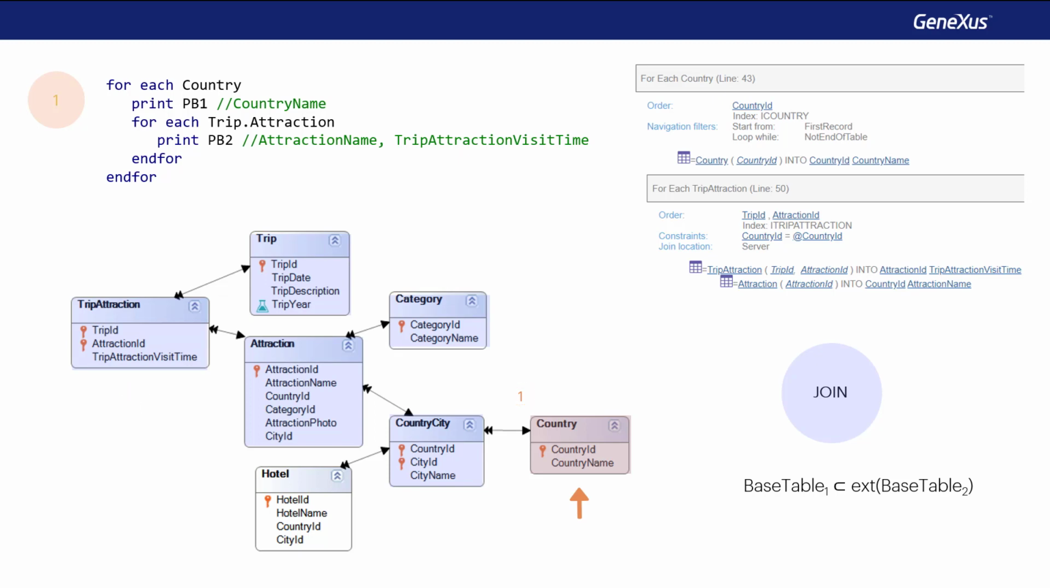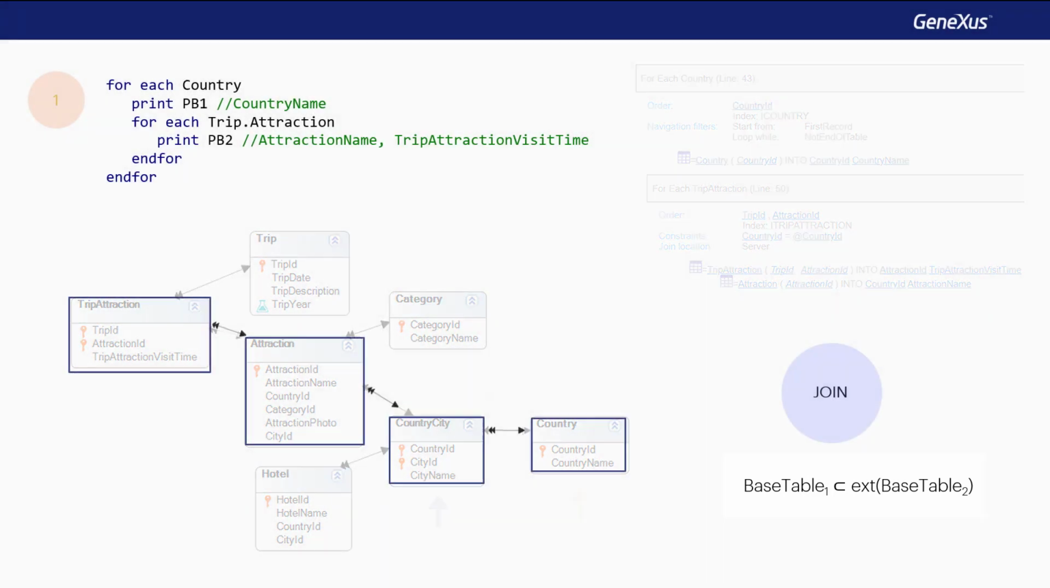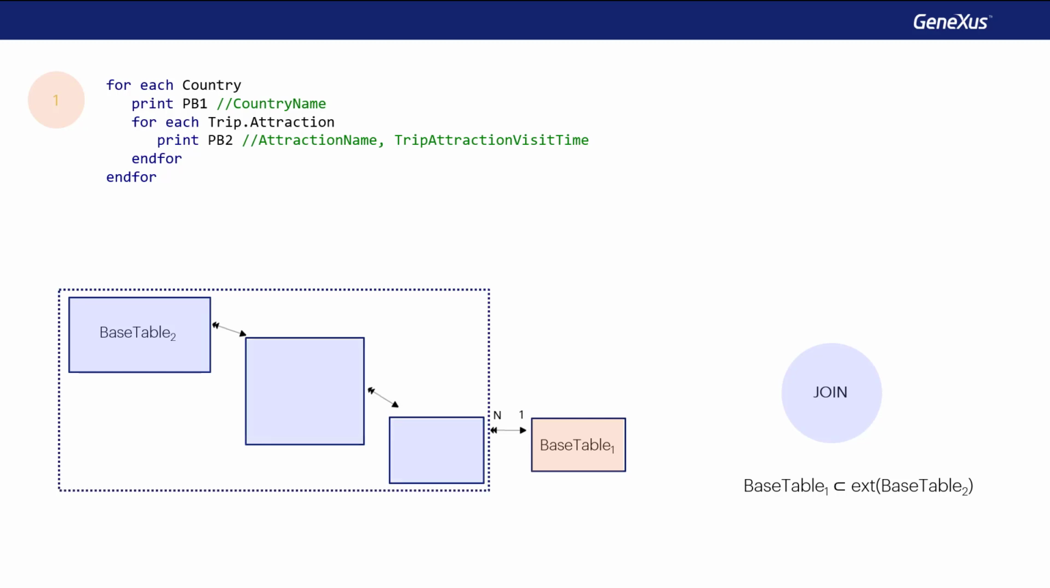For example, consider that if the base table of the second for each were country city, this formula would be satisfied. Here we see more clearly the relationships between the tables involved in this case. That is, the base table of the main one is this one, and the base table of the nested one is this other one. The indirect 1-to-n relationship is clear. It's indirect through the extended table of the nested for each.